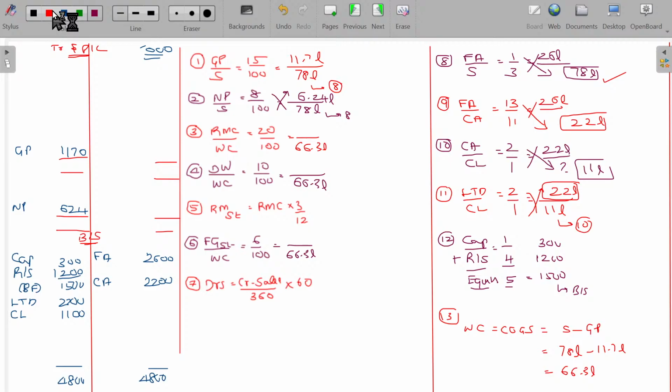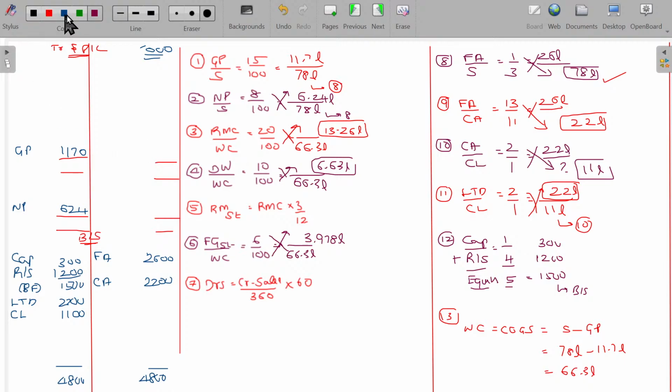Do the cross multiplication to get the missing data like raw material consumption, 13.26 lakhs. Here 6.63 lakhs. And here 3.978, that is 3.978 lakhs.